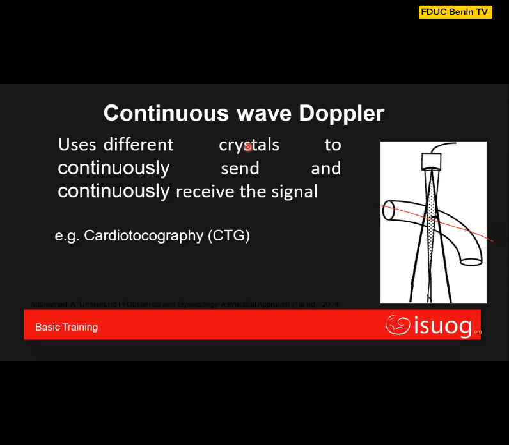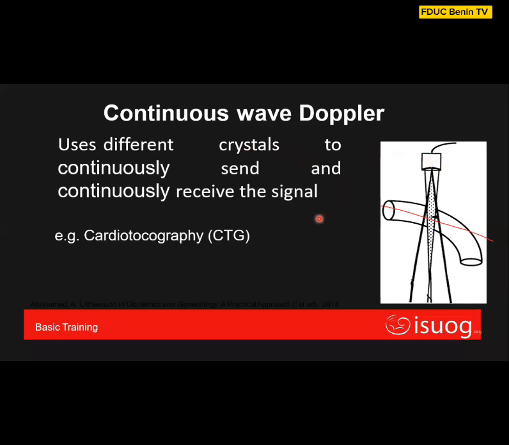So what is continuous wave Doppler? This is when different crystals are used in the probe. As I said, the probe has piezoelectric crystals. Different crystals will continuously send and continuously receive the signal. This is what is used in CTG. Continuous wave is not used for imaging. It's only used in cardio and CTG.